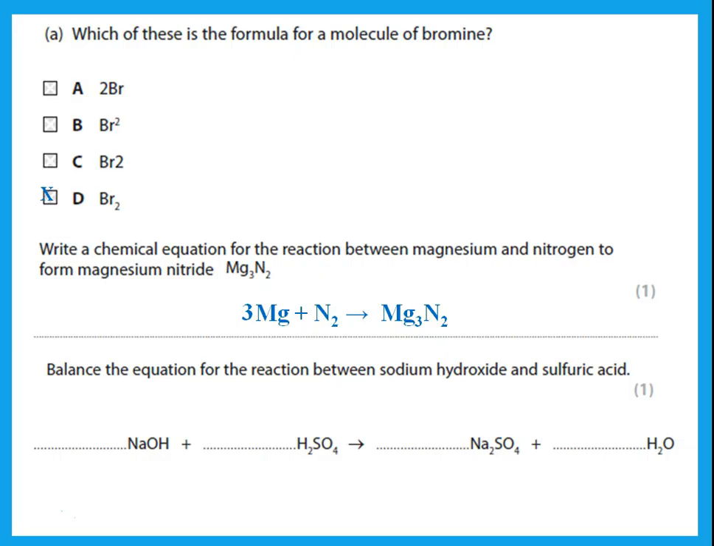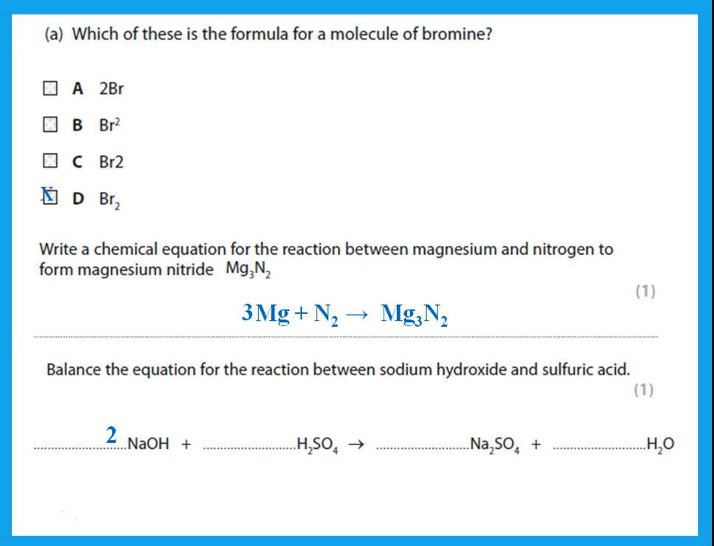So how many sodium before the arrow? 1. How many sodium after the arrow? 2. So I need to put 2 in front of the sodium hydroxide. That means that now I have 2 sodium, 2 oxygen, 2 hydrogens in that compound. Okay, now hydrogens. How many hydrogens do I now have before the arrow? Remember, as a hint, always keep the oxygen till the end.